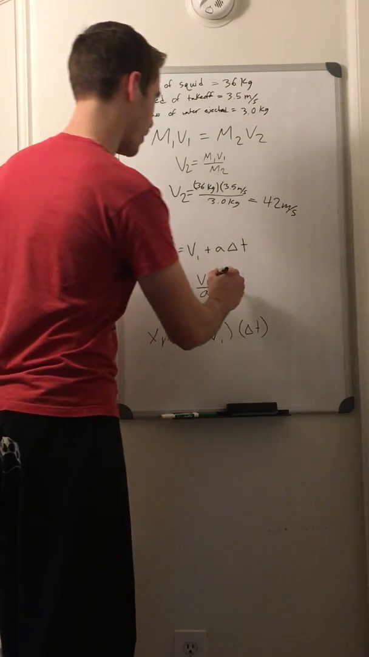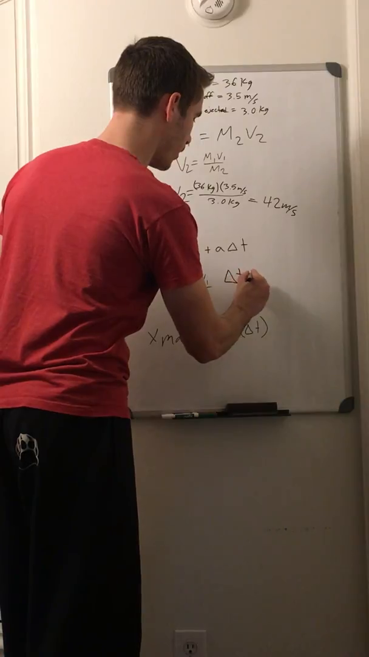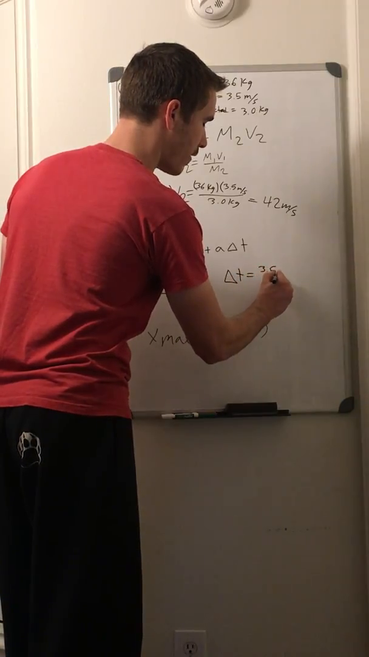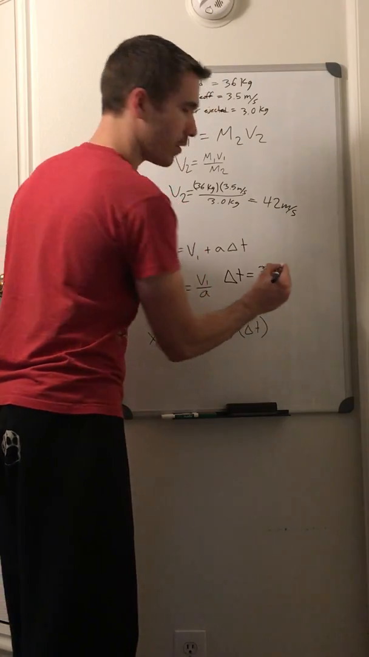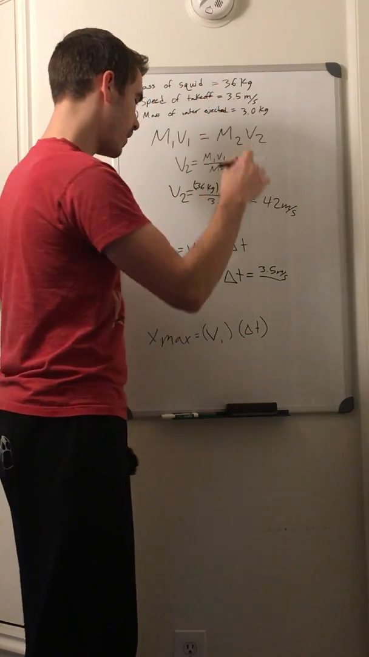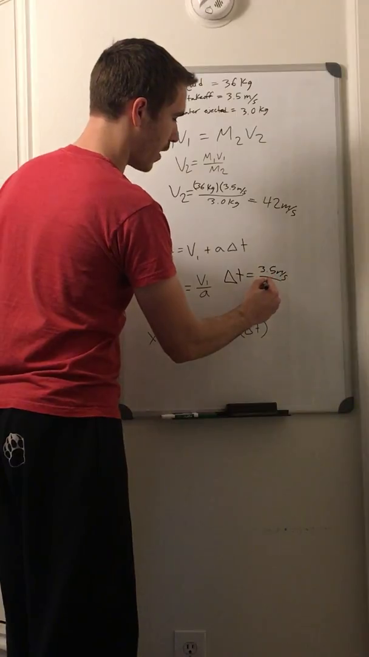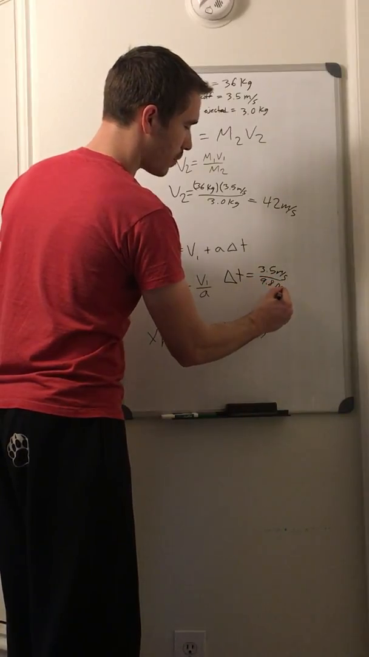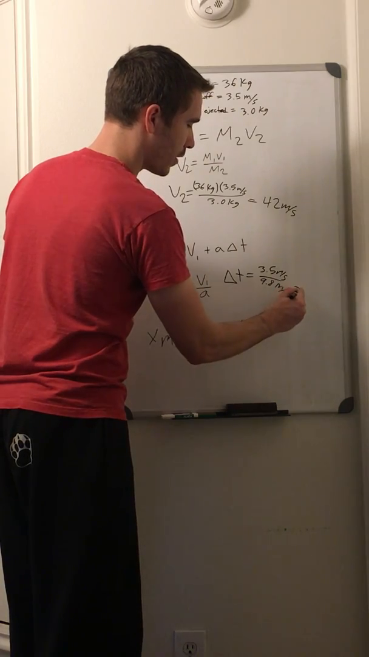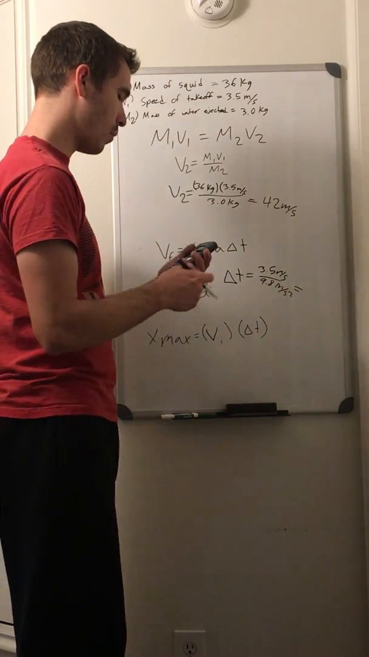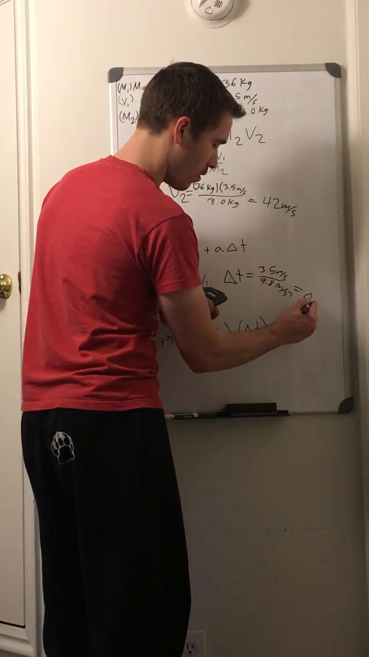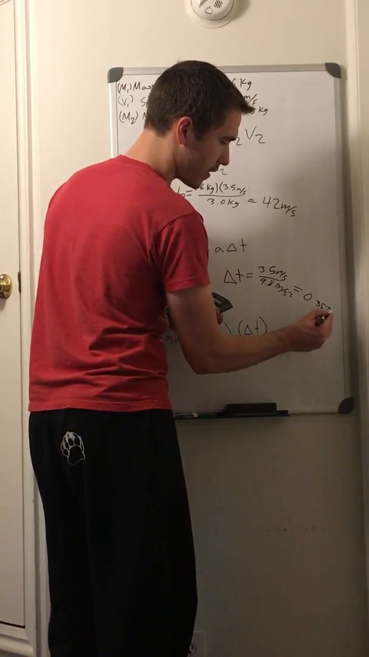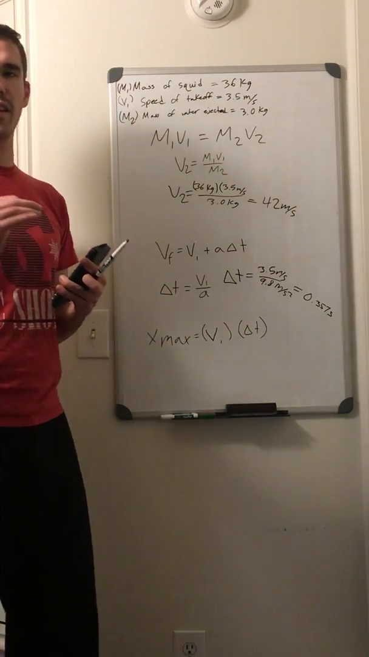Once we enter these into our equation, we get our initial velocity, which was the 3.5 meters per second, the velocity of the takeoff of the squid, and the acceleration of gravity, which is 9.8 meters per second squared, and we get 0.357 seconds, which is the change in time.